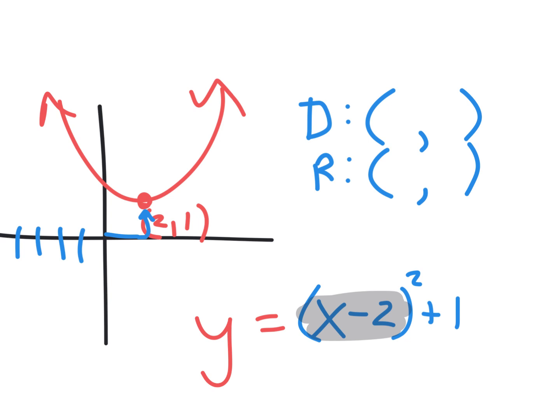All right, then the domain and range. Domain goes this way and this way. If I let this function run, wouldn't it keep going to the left and to the right?